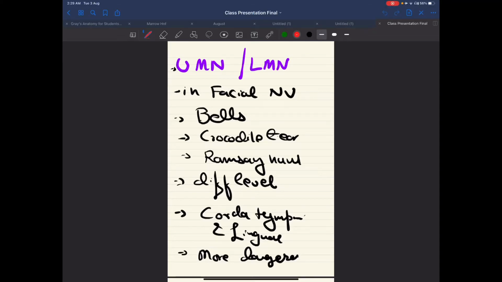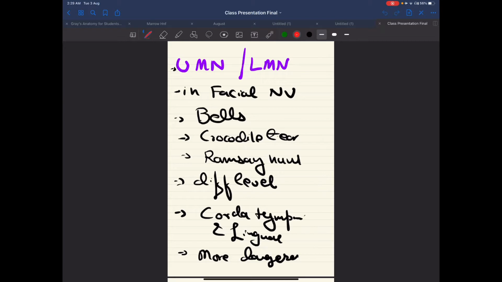So with this, we come to the final part of the seminar. Now, I'll be discussing the clinical anatomy of the facial nerve. These are the following subheadings under which I'll be discussing the topic. First, we'll discuss the upper motor neuron lesion versus the lower motor neuron lesion. Then we'll specifically discuss this in the facial nerve.